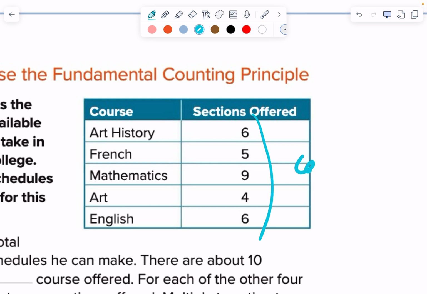6,480. 6,480. Holy cow. That's how many different class schedules you could have. Let's write that out. You want to list them all out? Yep. Okay, real quick. Zach, a little bit ago, talked about factorial.